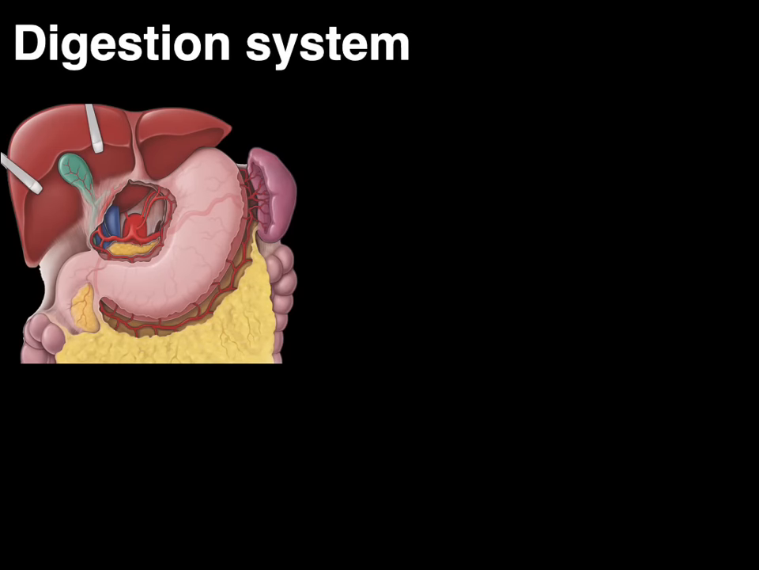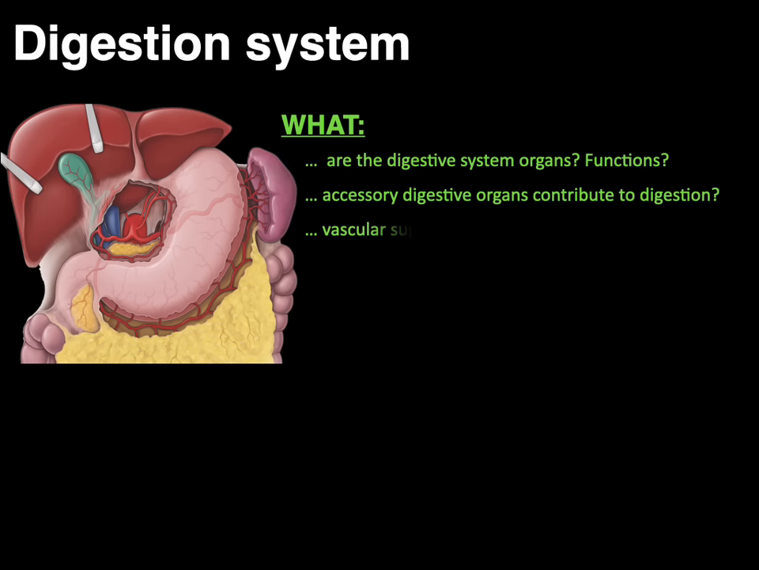Okay, we're going to talk about the digestive system and answer the questions: what are the digestive system organs and what are their functions, what accessory digestive organs contribute to digestion, and what's the vascular supply and innervation of the GI tract.